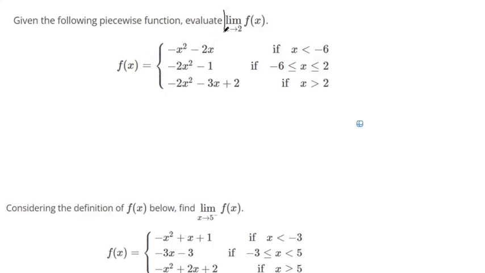So for this piecewise function, we're asked to evaluate the limit as x approaches 2. So if we look at the piecewise function, x is 2. When x is exactly equal to 2, we use this middle one. When x is just a little bit bigger than 2, we use this one down here. So that means x equals 2 is a switching point.